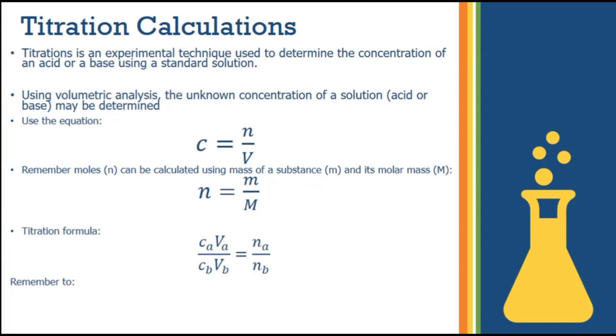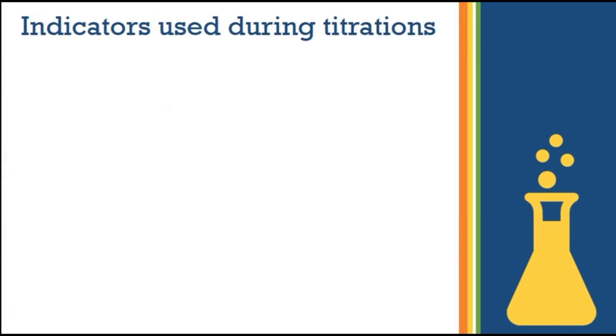Very important. What we need to remember is we must write down the balanced equation. Next, we must identify the acid or the base, very, very important. And then we must use the mole ratio. Remember, that's the number that stands in front of our chemical compound. And there we take it.